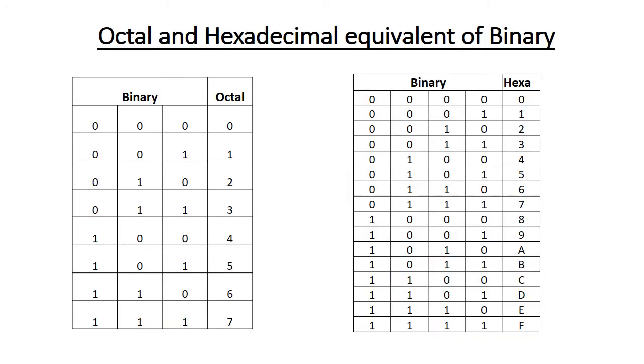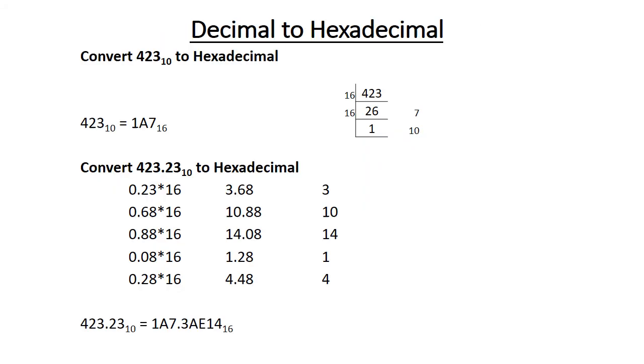This slide explains the octal and hexa equivalent of the binary numbers. Now decimal to hexadecimal. How to convert a decimal number to a hexadecimal number. An example is given there. Convert 423 to the base 10 to hexadecimal.